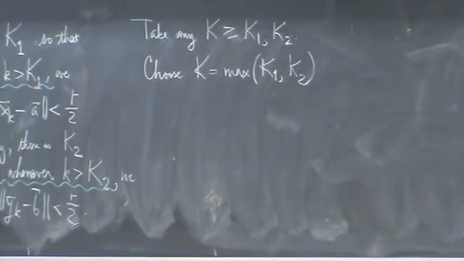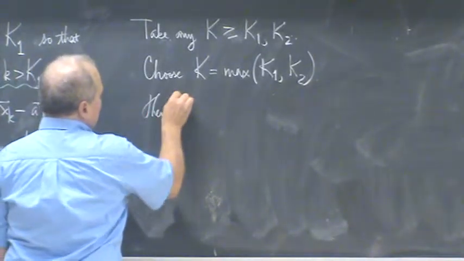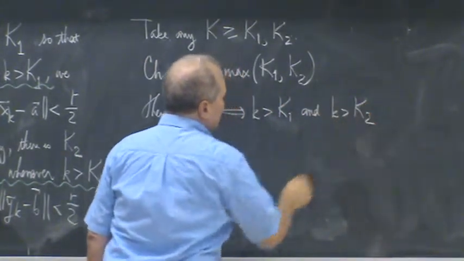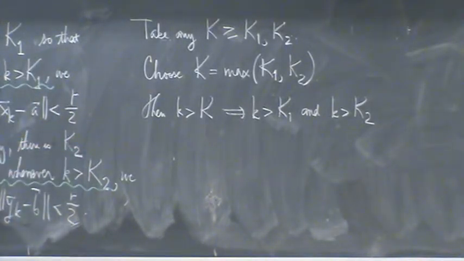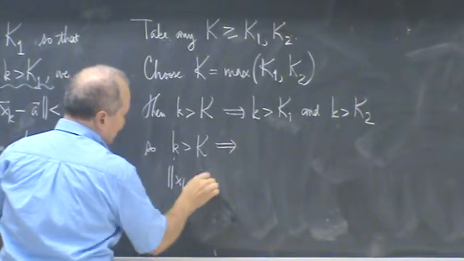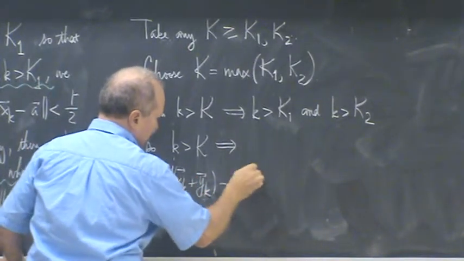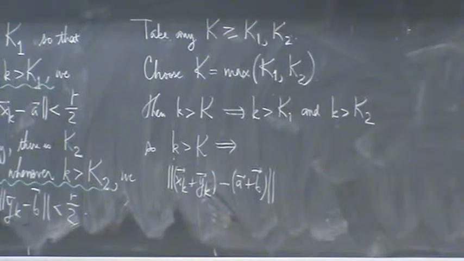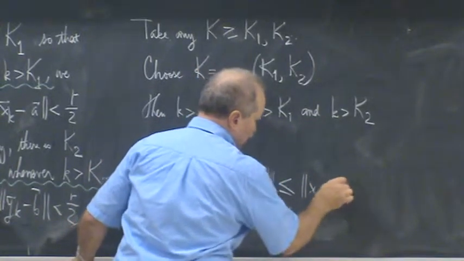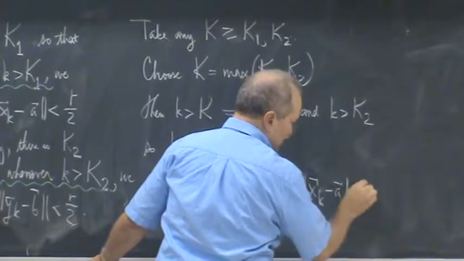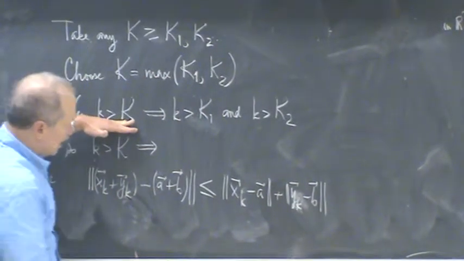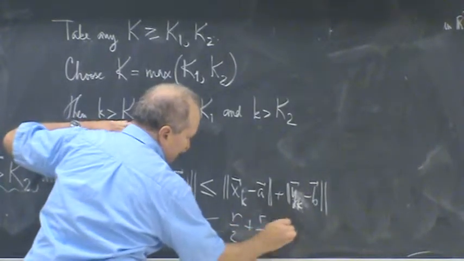Then k bigger than capital K implies that it's bigger than each of them. So both of these inequalities hold. And you get tired of writing all this stuff, so it really does help to have a Xerox pen that you can make write out exactly what you already wrote. So I'm rewriting exactly what I did earlier. The distance between the sum and the sum of the limits is less than or equal to the sum of the distances. And we've said when you're bigger than capital K, each of these is less than r over 2. And so we're done.